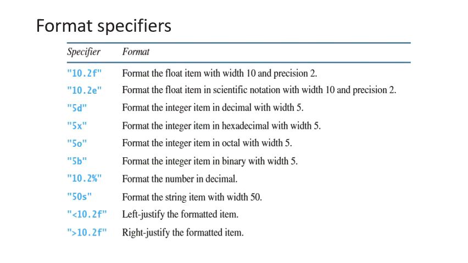Format specifiers, these are the things. 10.2f formats the float item with width 10 and precision 2. 10.2e with width 10 and precision 2 is the scientific notation. 5d formats an integer item in decimal with width 5, 5x hexadecimal with width 5, 5o octal with width 5, 5b binary with width 5. 10.2% formats the number as a percentage. 50s formats the string item with width 50. <10.2f left justifies the formatted item, >10.2f right justifies the formatted item.